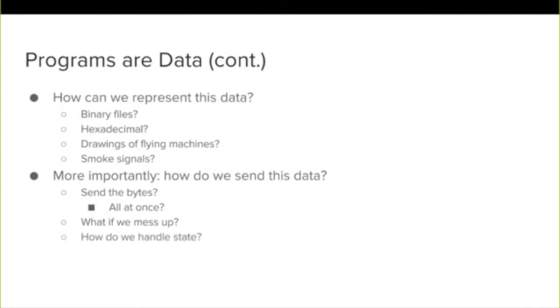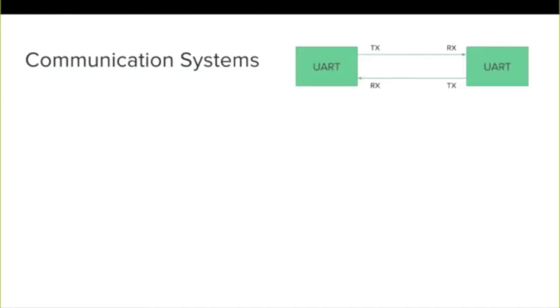How do we handle state? How do I even know that guy's ready to do anything? How do I know he's even on? He could be unplugged. You could unplug him right now, and I'd try to send data to him, and you wouldn't get it, right? But I have no way of knowing that. How do I know that? Like, how do we say that we want to start, stop, whatever? So these are all questions that we're going to have to answer.